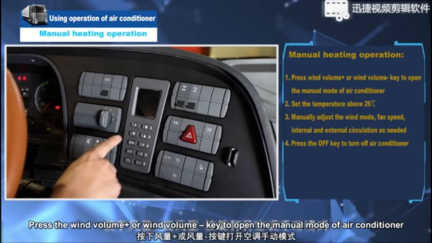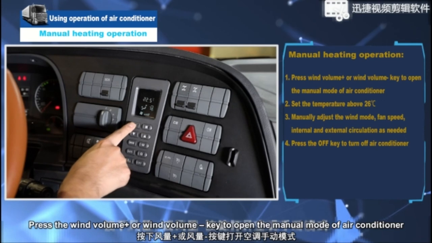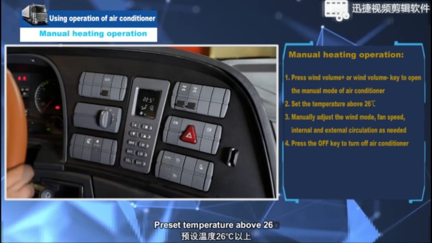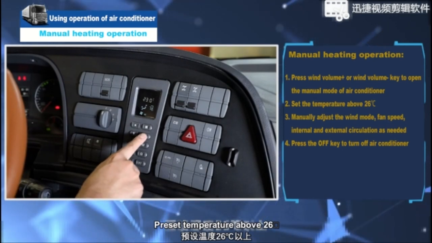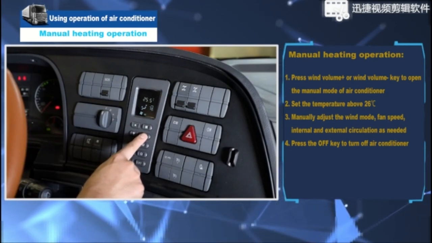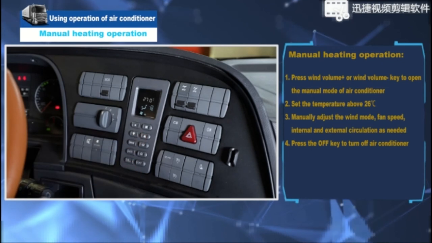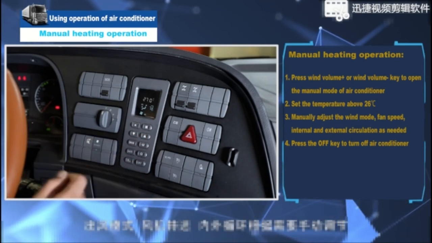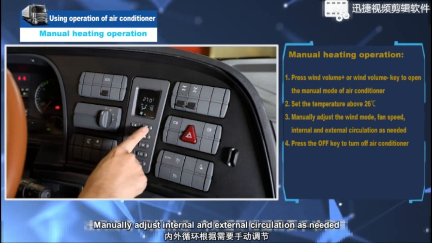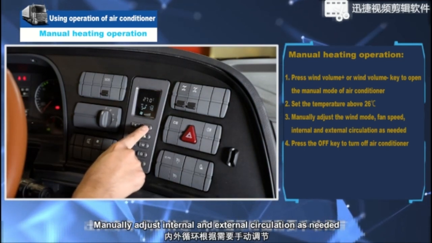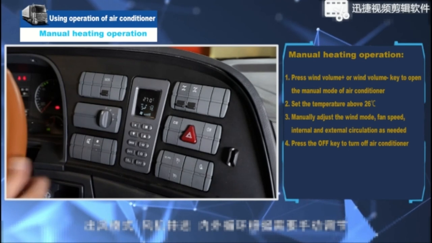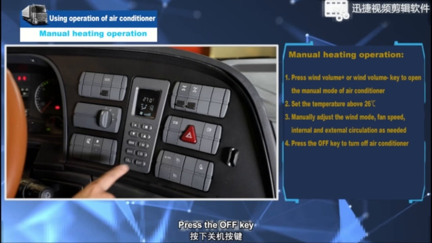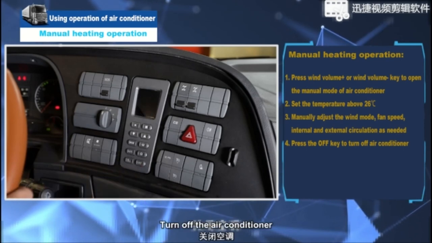Press the wind volume plus or wind volume minus key to open the manual mode of the air conditioner. Preset temperature above 26 degrees Celsius. Wind mode, fan speed, and internal and external circulation can be manually adjusted as needed. Press the off key to turn off the air conditioner.